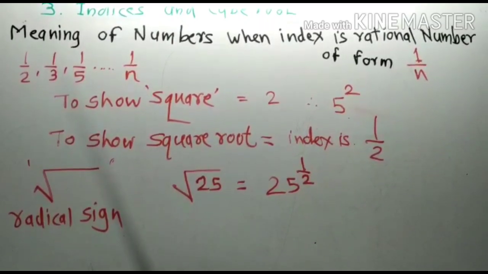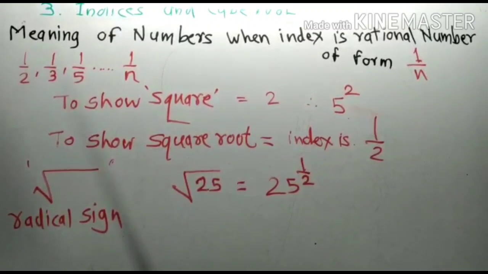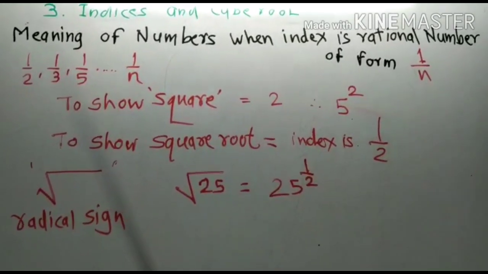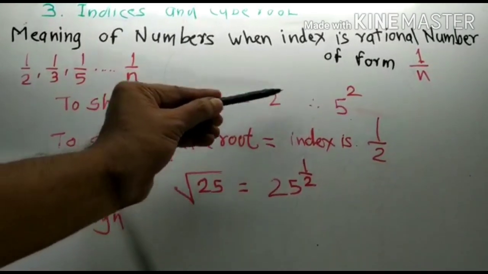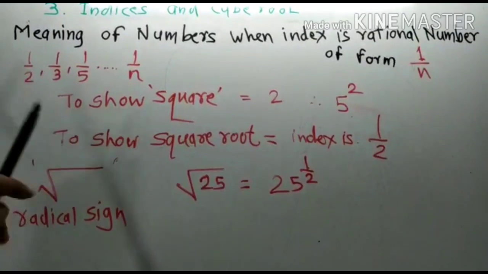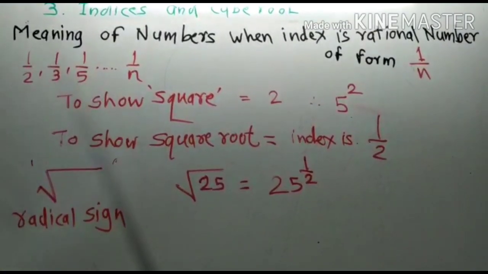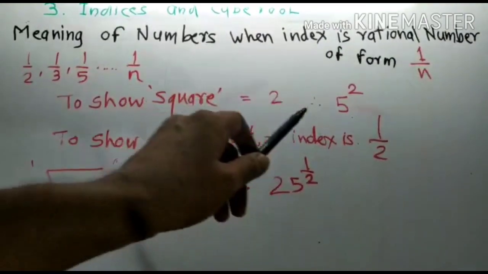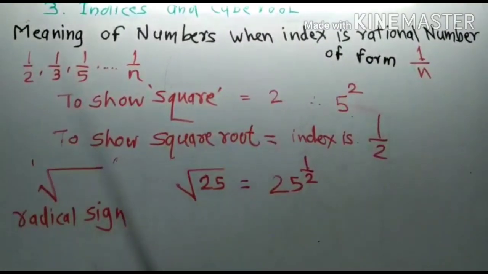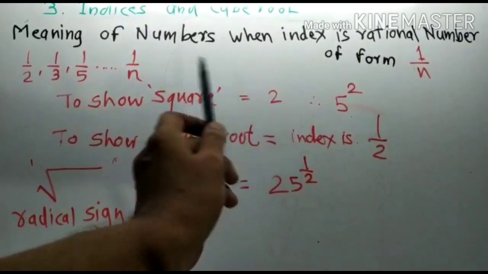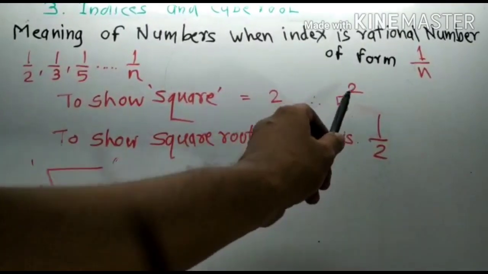Some explanation is here. To show the square, we write the 2 as the index number. Here 2 is expressed as a square. It is only for 2 we use this. If there is a cube, then it is used as a 3. But here first we learn about 2. It is a 2, the square, to show the 5 square.